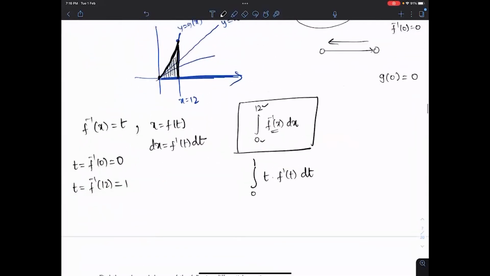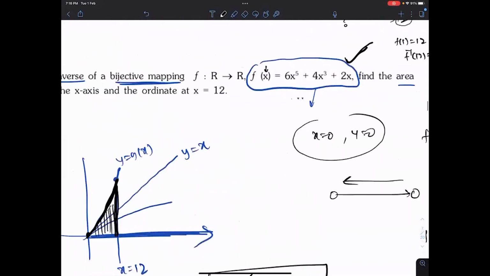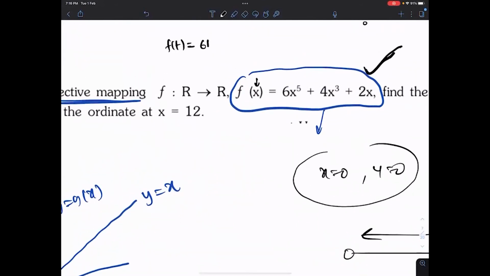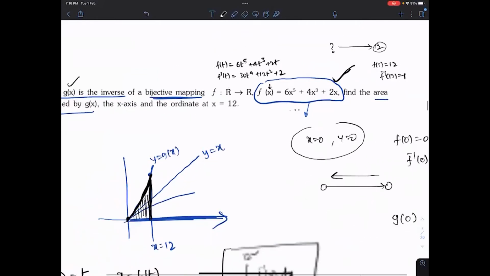Now how to find this integral? You know what f dash of t is. What is f of x? You know already. So f of t will be 6t power 5 plus 4t cube plus 2t. So what will be f dash of t? It will be 30t power 4 plus 12t square plus 2. Now f dash of t we know, so you substitute here.